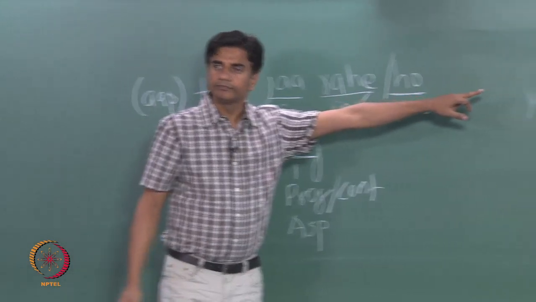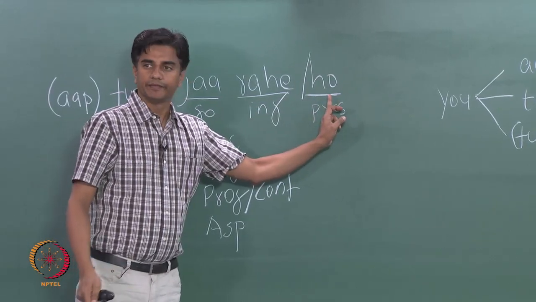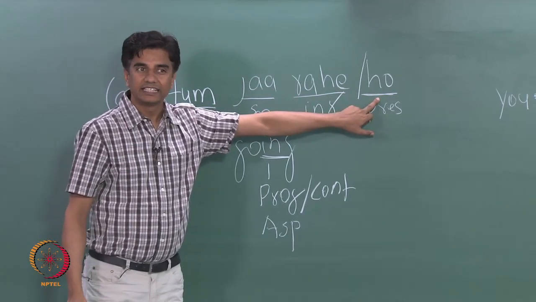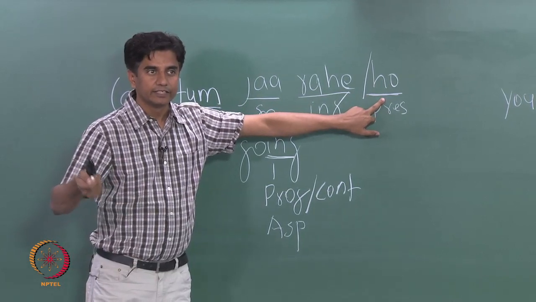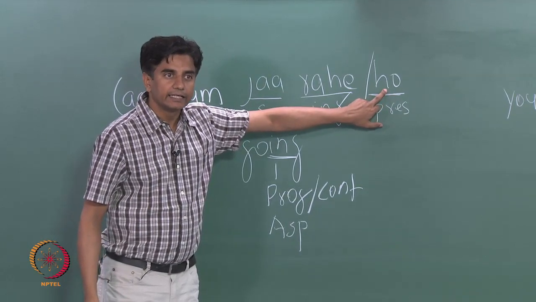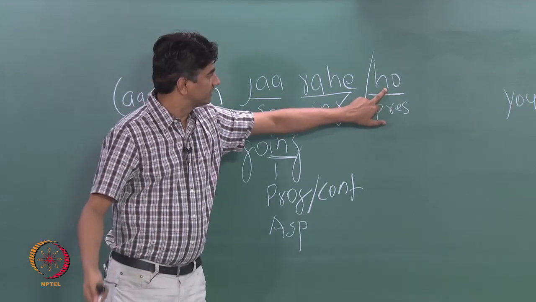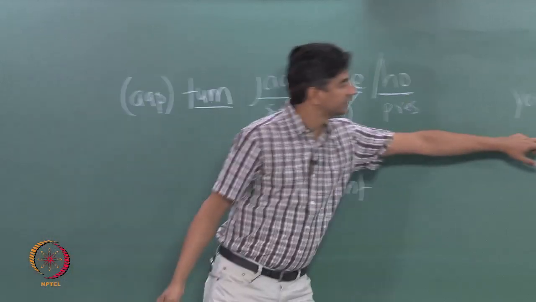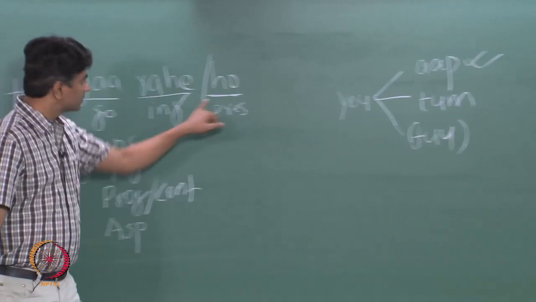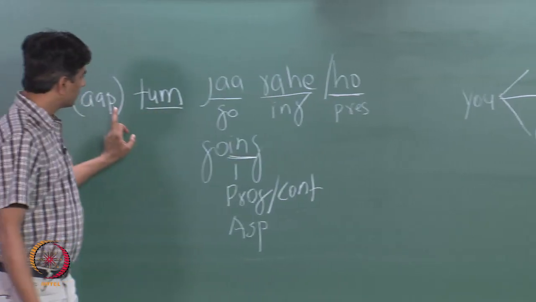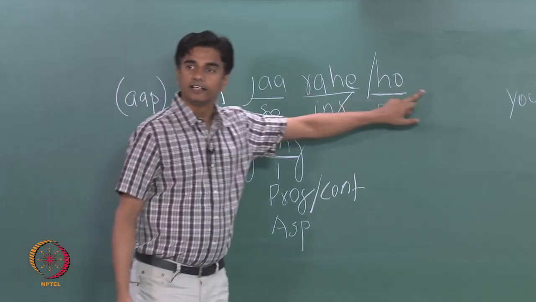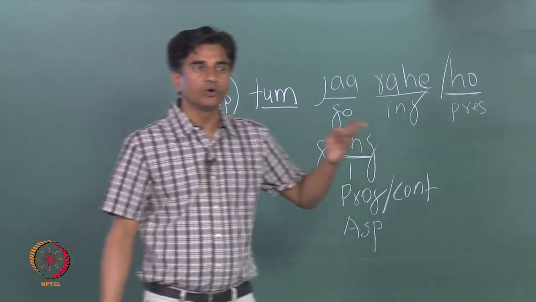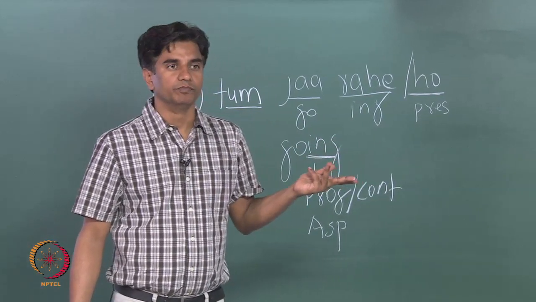What's the marker for aap? The final marker. If I want to keep aap here, what should I have here? Hain. See this thing? The fact that this should be hain at least tells you that this is the marker for something else. If I want to say this one, tu, what's the marker here? Tu ja raha hai. Can I say tu ja rahe hain? No. Can I say tu ja rahe ho? No.